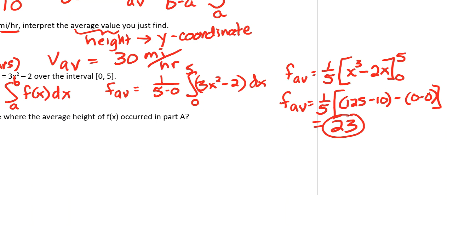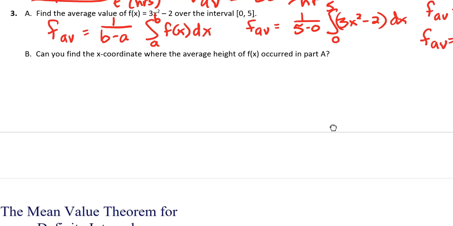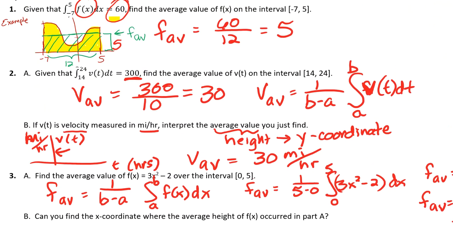All right, now we're going to go one step beyond the average value. Our average y-coordinate was 23. Now question B asks, can we find the x-coordinate where the average height occurs? Let me scroll up to where I drew this diagram. That was a hypothetical example, but now we're asked what is the value of c. Notice again that the average height might occur more than once. It has to occur at least once on the closed interval because we have an existence theorem, but it could occur more often. So let's find out.